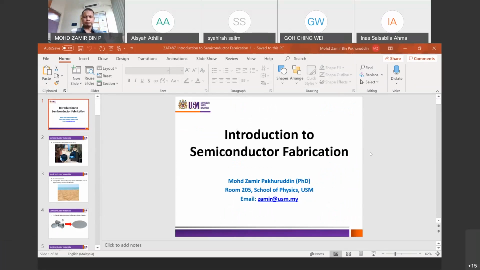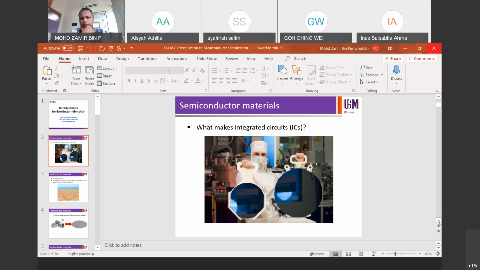Okay, let's get started. So today we're gonna continue on with the first topic of this course, which is on introduction to semiconductor fabrication. So this is again gonna be a brief overview of this course. So we're gonna start off with this. This is an example of a wafer being used in integrated circuit fabrication.